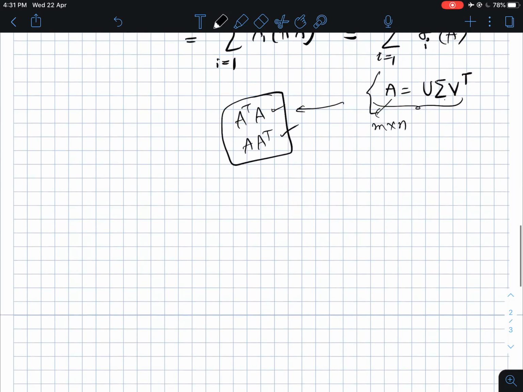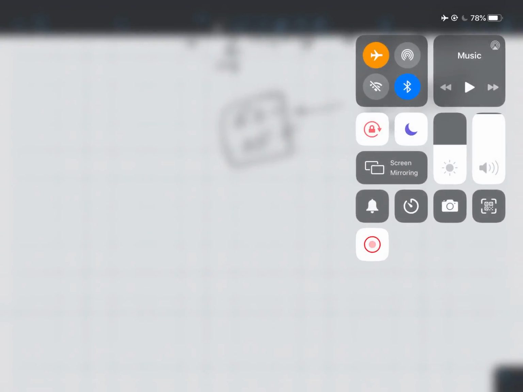So this is the basic norm. What we'll do in the next part of this lecture is look at other norms on the set of matrices.